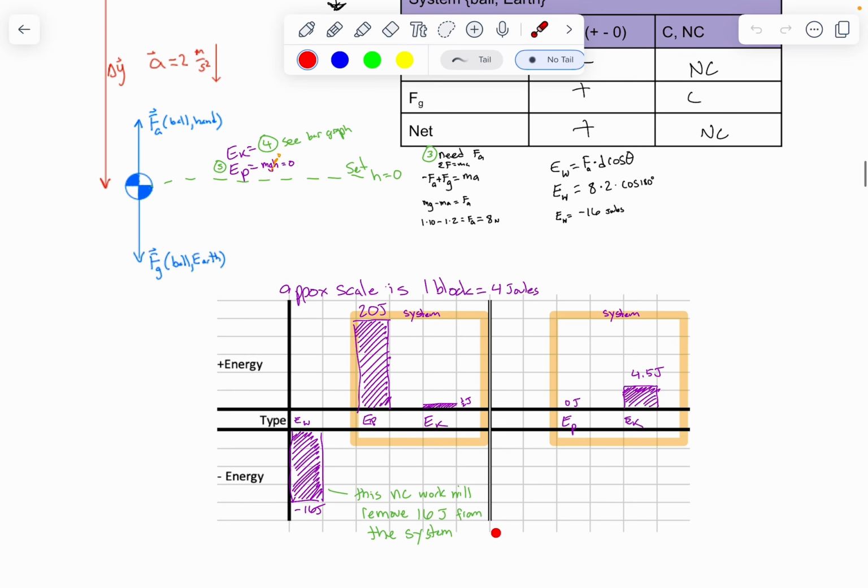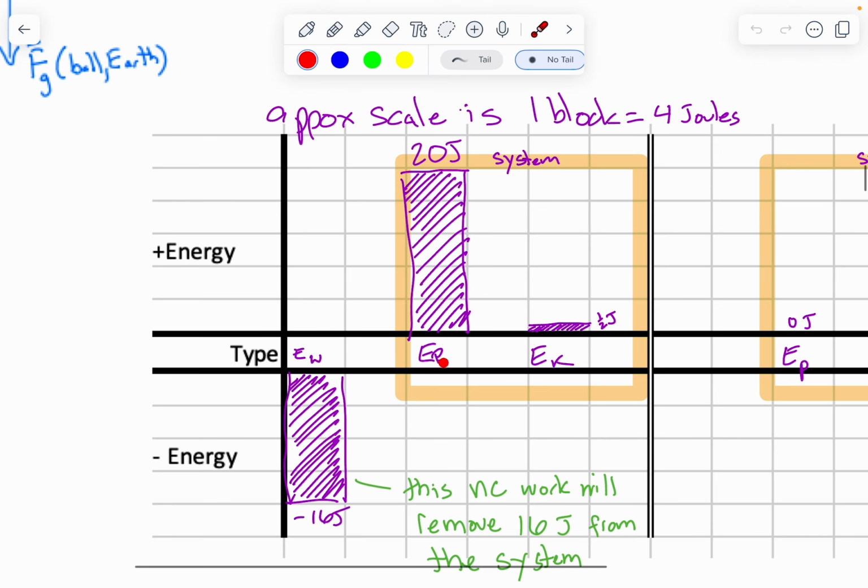I can put that on my graph down here. I've used about 4 joules per block. So we have 4, 8, 12, 16, 20 joules of potential energy. Here's my 1/2 joule of kinetic energy.